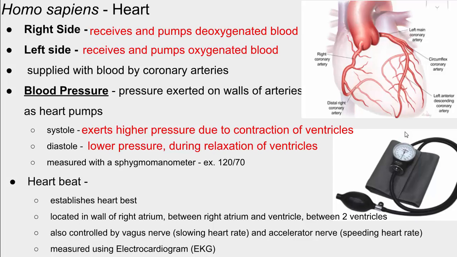sphygmomanometer, blood pressure cuff. And so if you've gone to the doctor and the nurse is checking your blood pressure, put that cuff on your arm. What else do they need besides the cuff? A stethoscope. And so they're listening right in the crook of your elbow while they pump up the cuff up here. Basically, they pump that cuff up strong enough so that they cannot hear your heartbeat anymore. So what that means is the pressure in the cuff is strong enough to exert the pressure on your arteries.